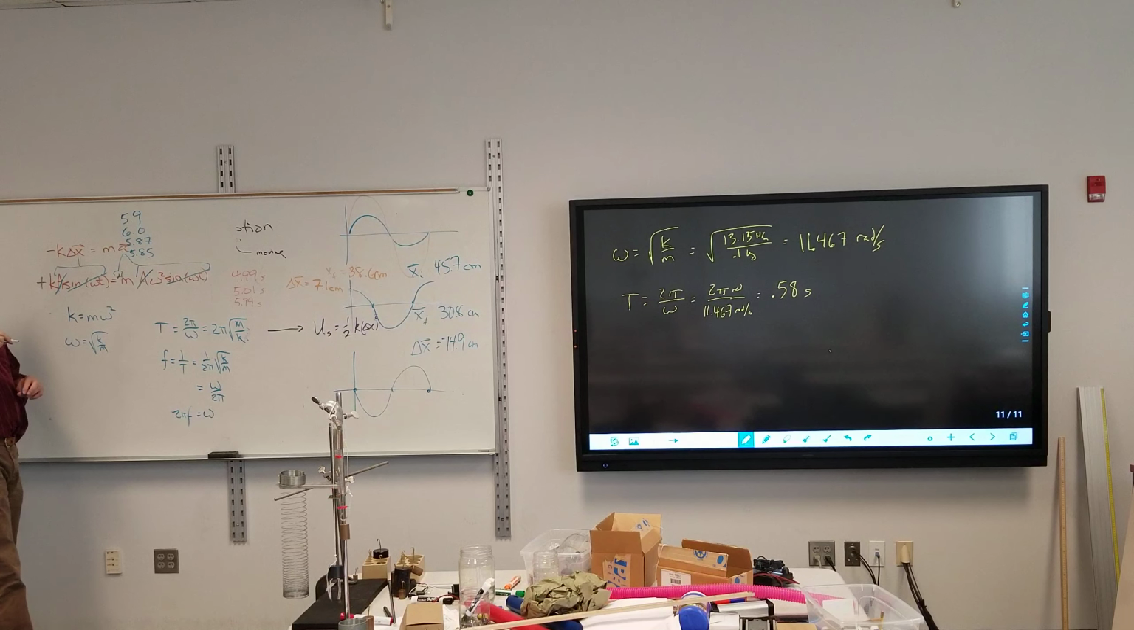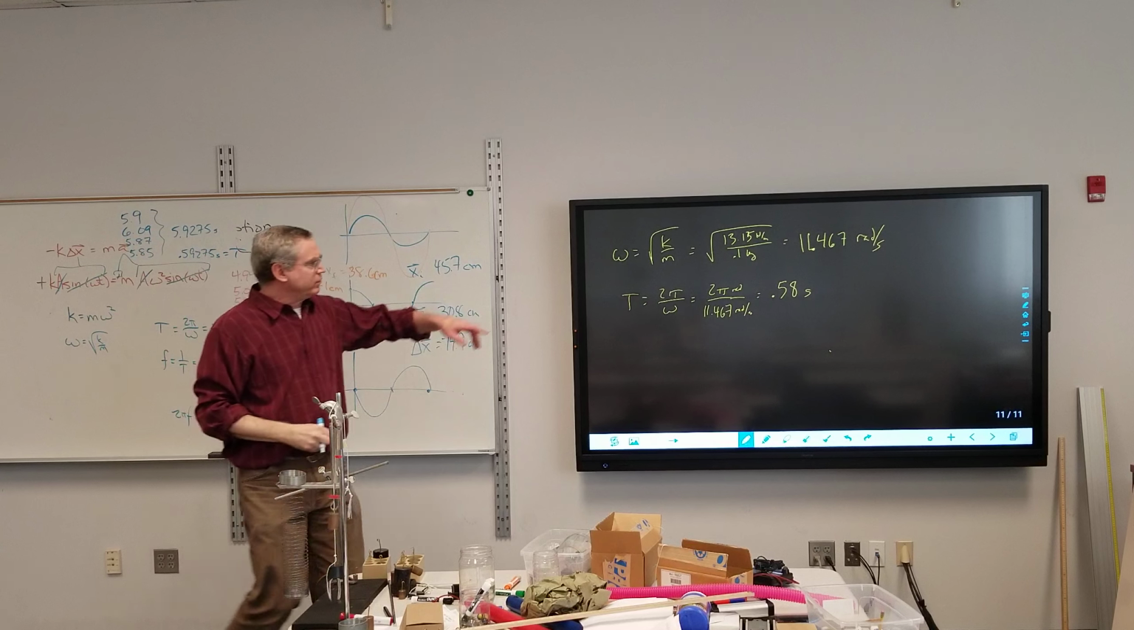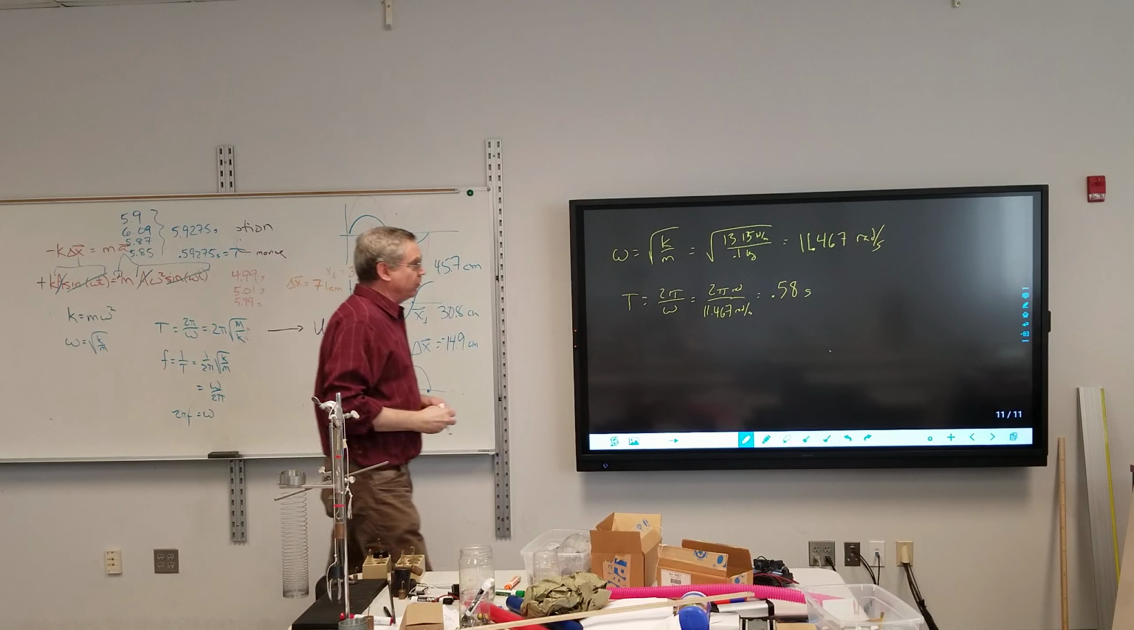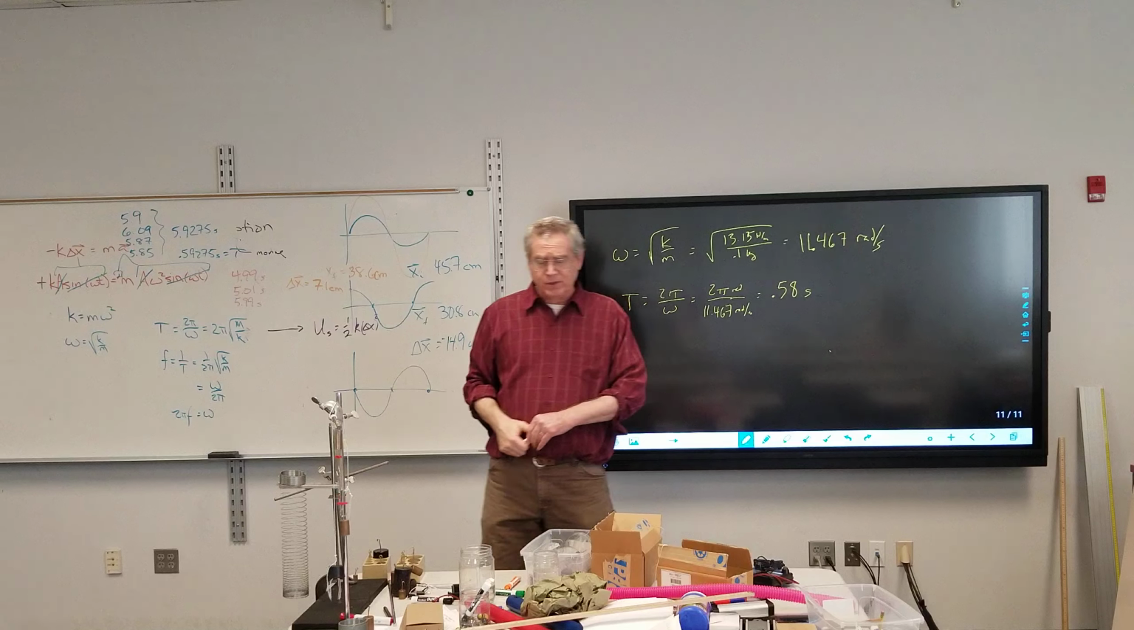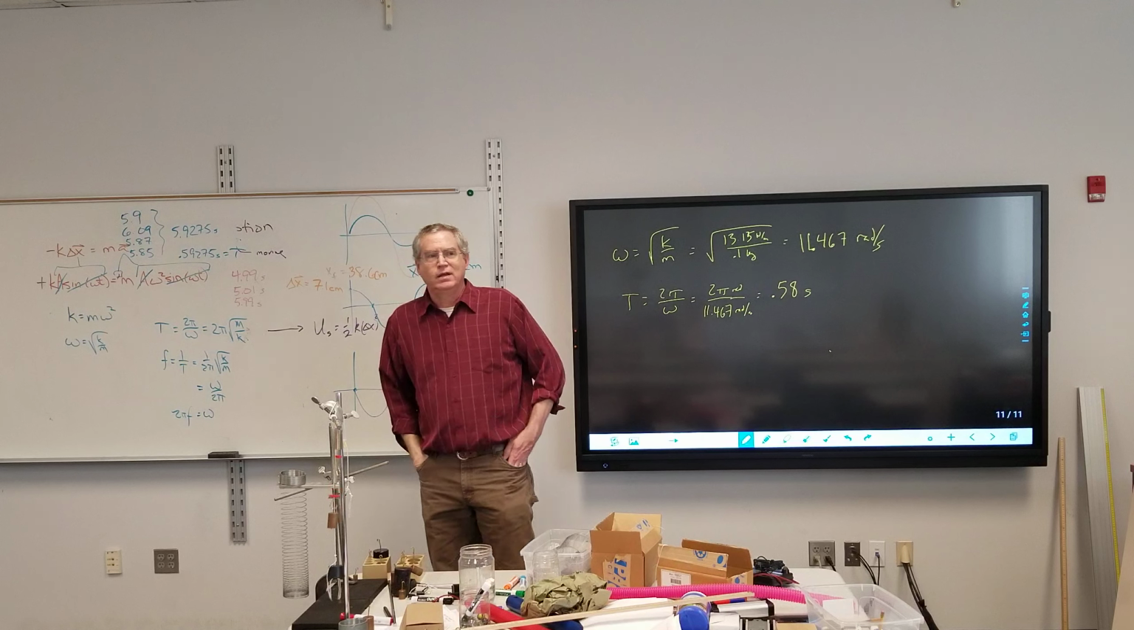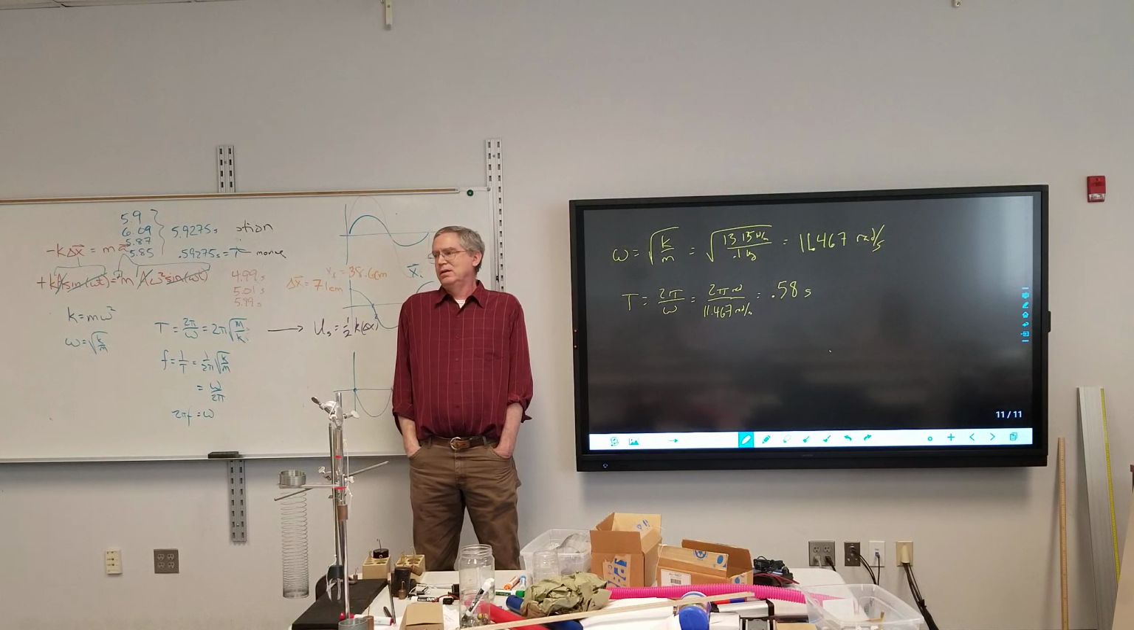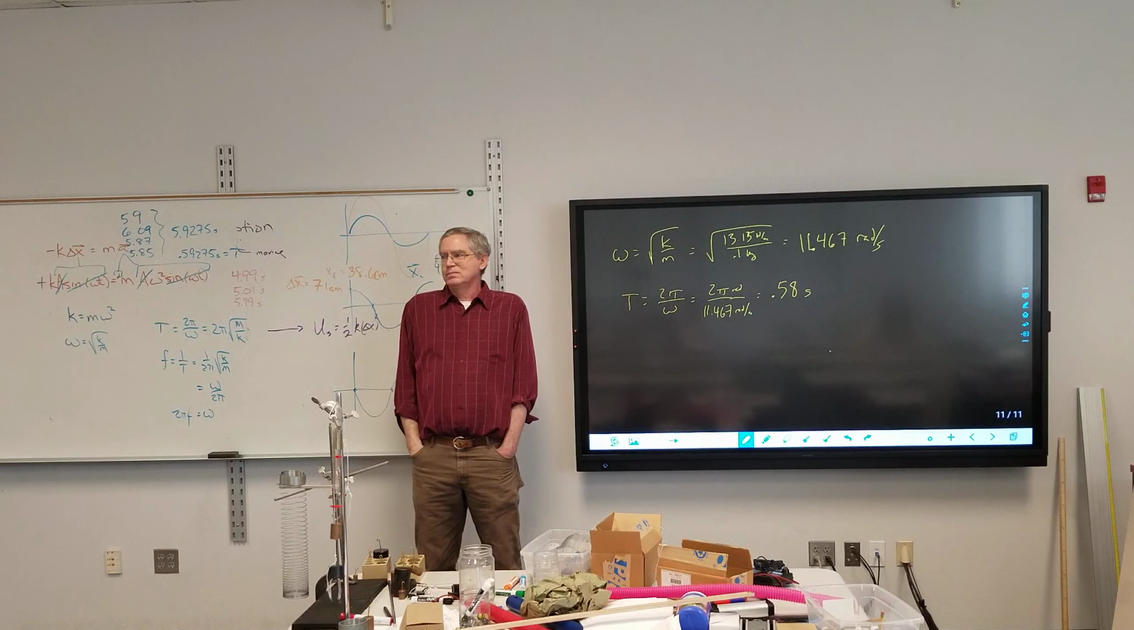5.9275. That's for 10 oscillations, and so it would be 0.59275 seconds per oscillation. That would be the period. We predicted 0.58, so we're off by under 2%. Questions here? That was pretty close.